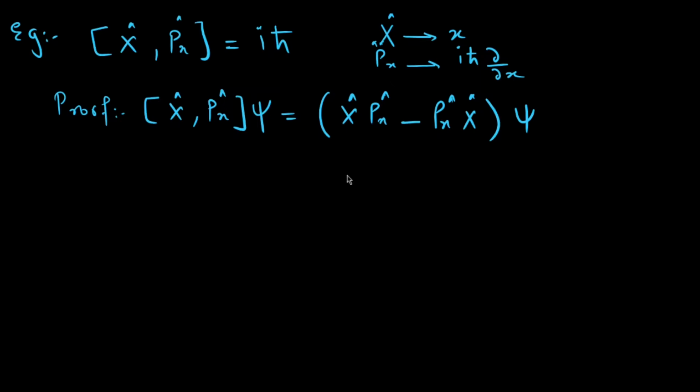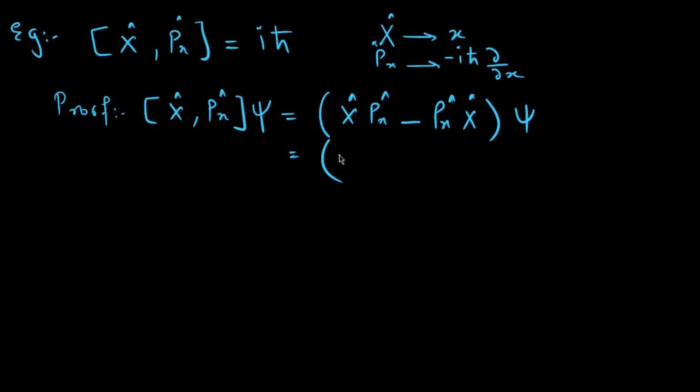So let's see an example: the commutator of the position and momentum operator, which is given by i h cross. Let's try to prove this with the help of a function psi. As we know, the commutation can be written as x p_x minus p_x x multiplied with psi. As we know, our position operator in one dimension is the x coordinate, and our momentum operator in one dimension can be written as negative i h cross dou by dou x. So let's try to put these things in this equation.